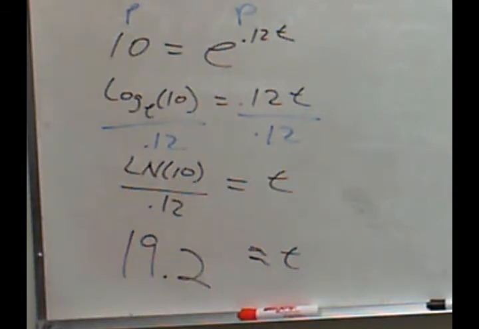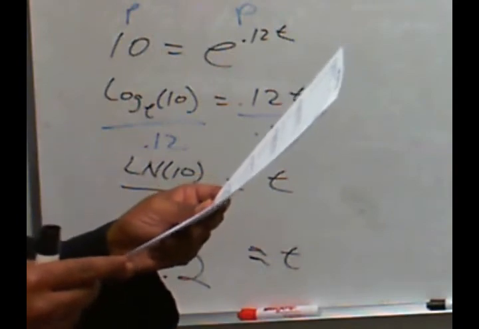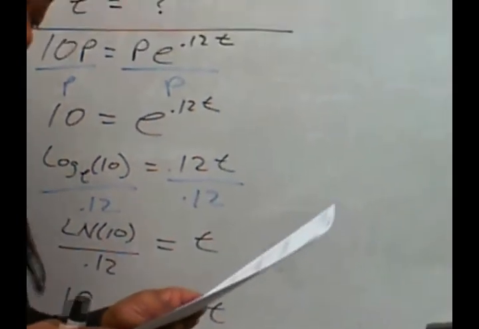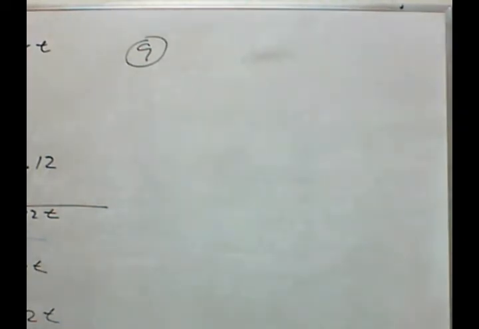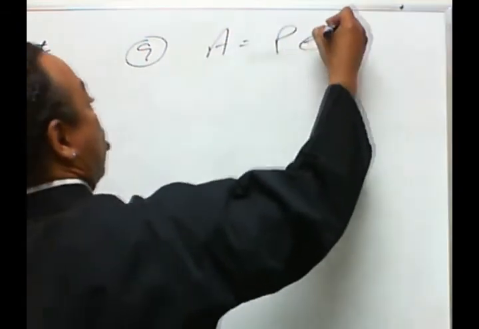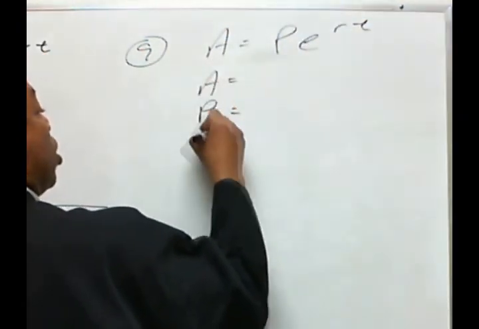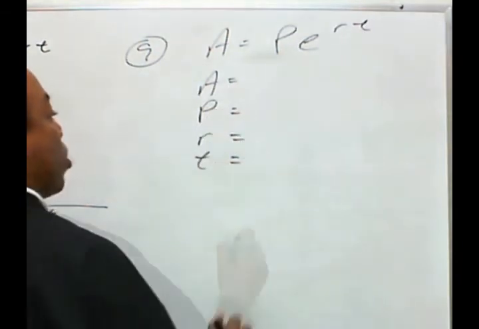Number 9. How many years would it take to become a millionaire by investing $2,500 compounded continuously at a rate of 12.5%? So A equals P e to the RT. So A, P, R, N, T.